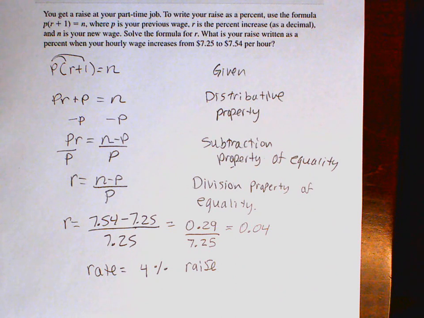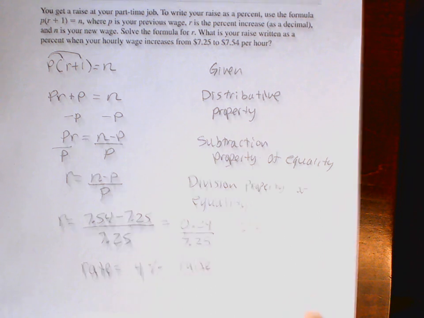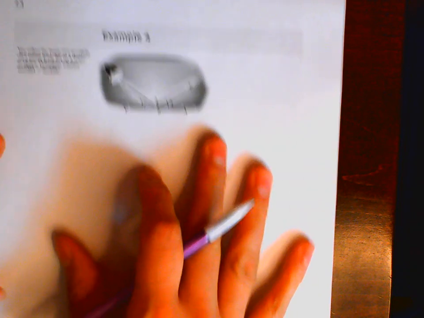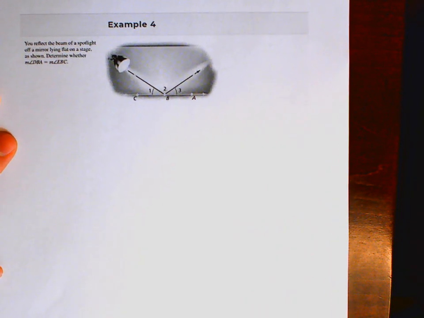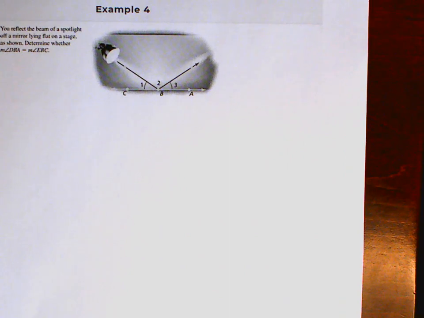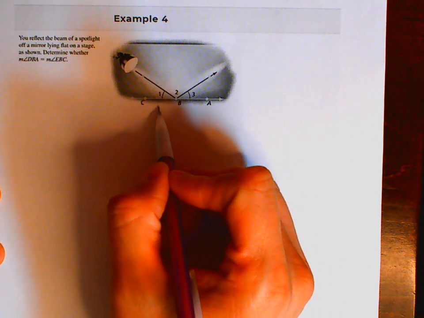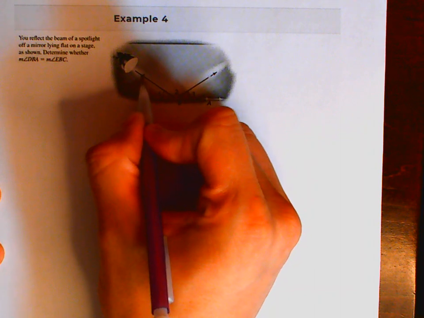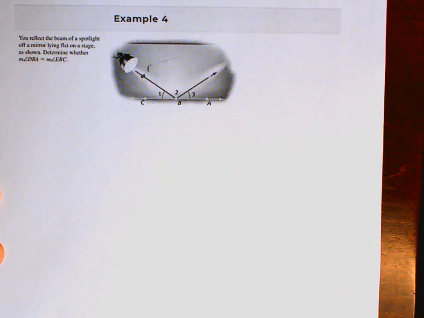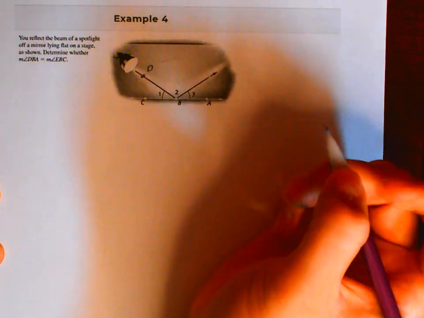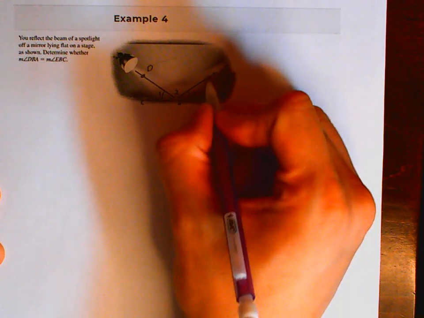Question number 4 is a little bit more complicated. So let's look at question number 4. Let me see if I can zoom in a little bit. It says you reflect the beam of a spotlight off a mirror lying flat on the stage as shown. Determine whether DBA, you could barely see it, guys, but technically this is point D. And this one right here is point E.